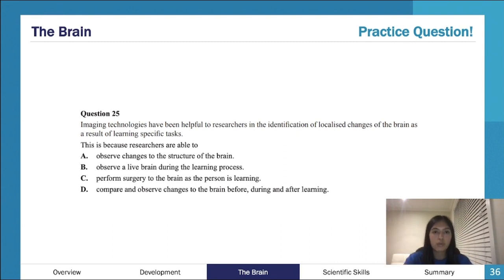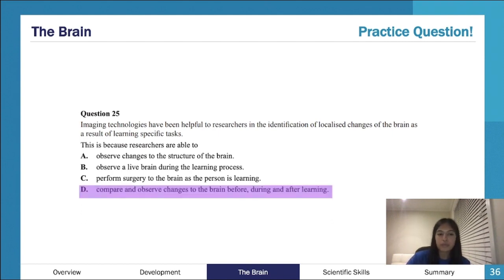So this is a good example of when it's the best answer, not necessarily the right answer, because you'd almost think about A being the right answer as well. But D is just a little bit more specific and answers it a little bit more clearly. So you're comparing and observing. If you're identifying localized changes of the brain as a result of these tasks, observing it before, during, and after the learning gives you a really good picture of what these changes are, as opposed to observing change to the structure of the brain. I mean, technically, but it's just a little bit more vague. So that's why we're going with D.